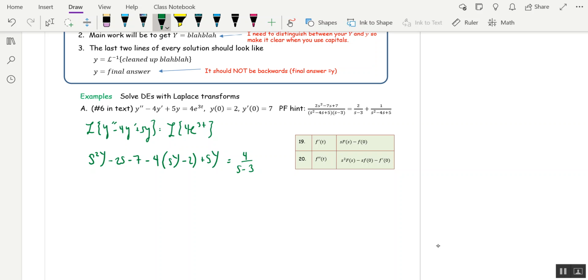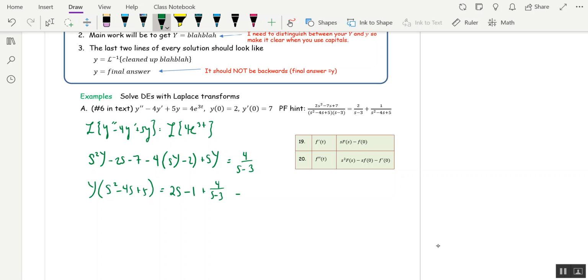Leave every term that has a big Y in it on the left and factor out the big Y. So on the left, I get big Y times s squared minus 4s plus 5 equals, let's see, I'm going to bring the 2s over because that has no y in it, and it becomes positive. And then I've got minus 7, but I have a plus 8, so that's plus 1, so that comes over as a negative 1. And then plus 4 over s minus 3.